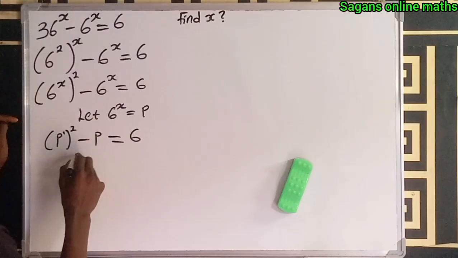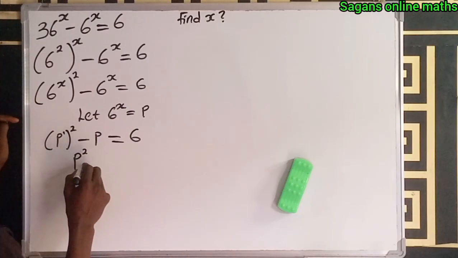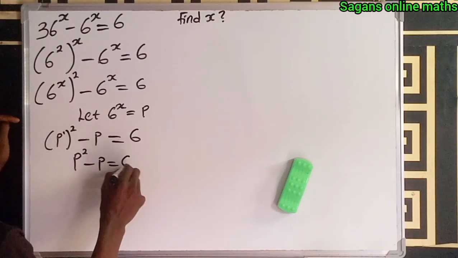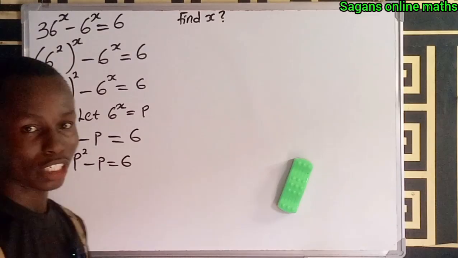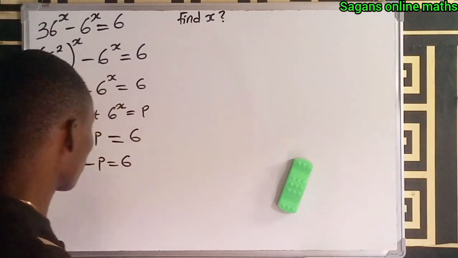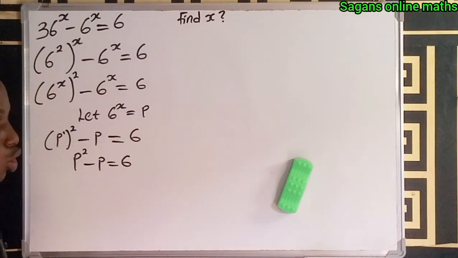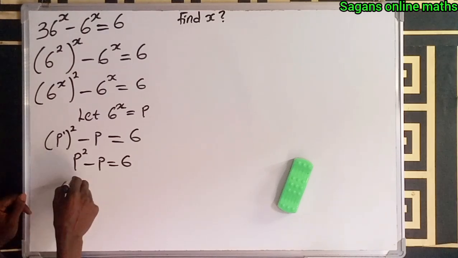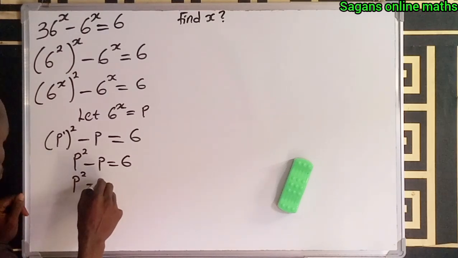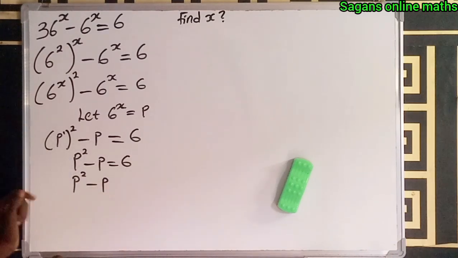So we are having p squared minus p equals 6. Now this is a quadratic equation. From here, let's go further and use completing the square. Since the constant term is on our right hand side, let's use completing the square. Now this is p squared minus p.